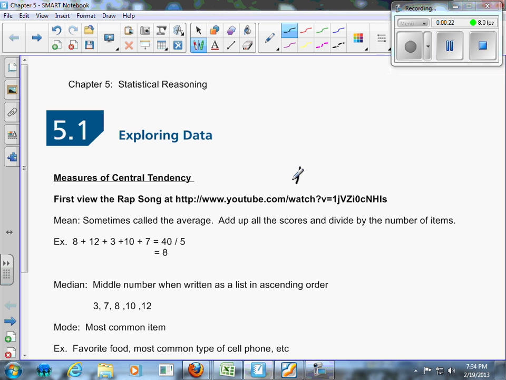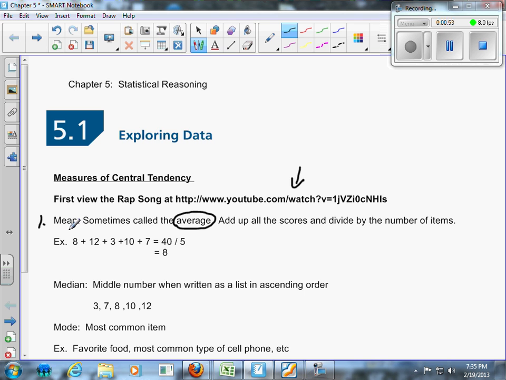It's a rap song which introduces measures of central tendency for students. But I'll just hit on some of the big topics that you should remember. There are three measures of central tendency. The first is mean. Now, mean is what you sometimes refer to as average. Really, there are three averages, and they're mean, median, and mode. So when we say average now, we're going to refer to one of these.